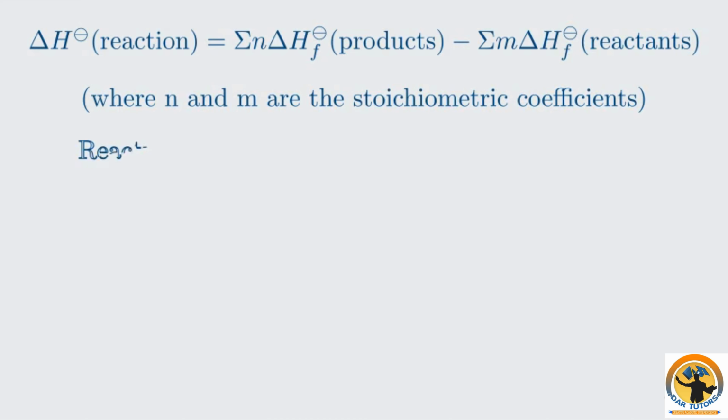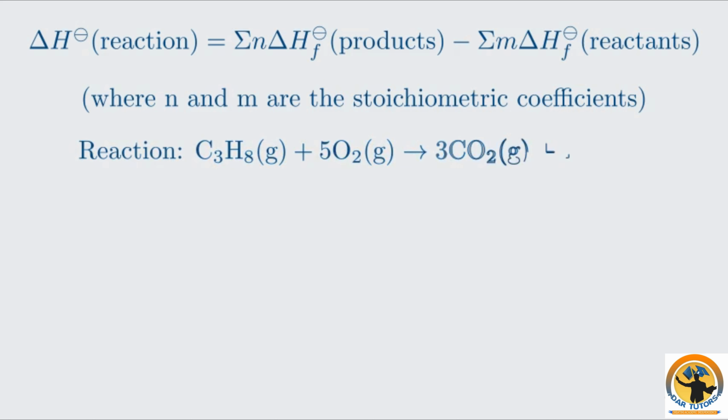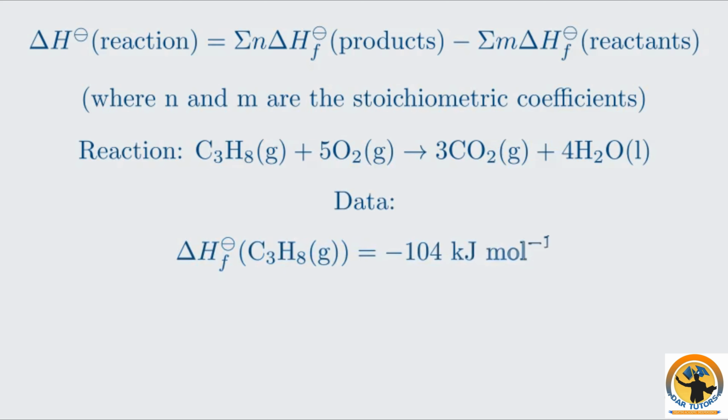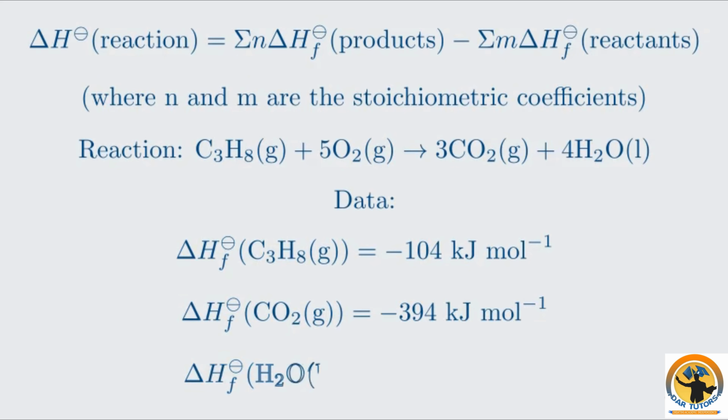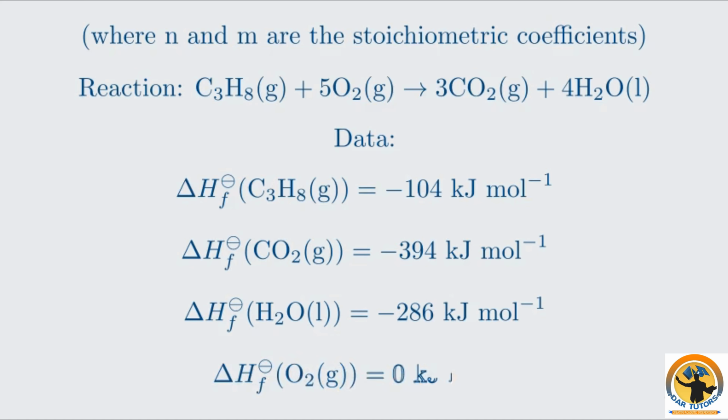First, we write the balanced equation for the combustion of propane. 1 mole of propane reacts with 5 moles of oxygen to produce 3 moles of carbon dioxide and 4 moles of liquid water. Now we need the standard enthalpies of formation for each substance involved. These values can be found in your IB chemistry data booklet. From the data booklet, the delta HF of propane is -104, carbon dioxide is -394, and water is -286 kilojoules per mole. Remember, the delta HF of oxygen is 0.